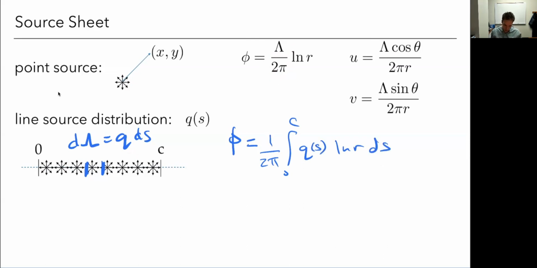Okay. Similarly, I can get u and v. I'm going to do the same thing, but we're going to have to be a little careful here because I need theta and r, for example. I need to express these.